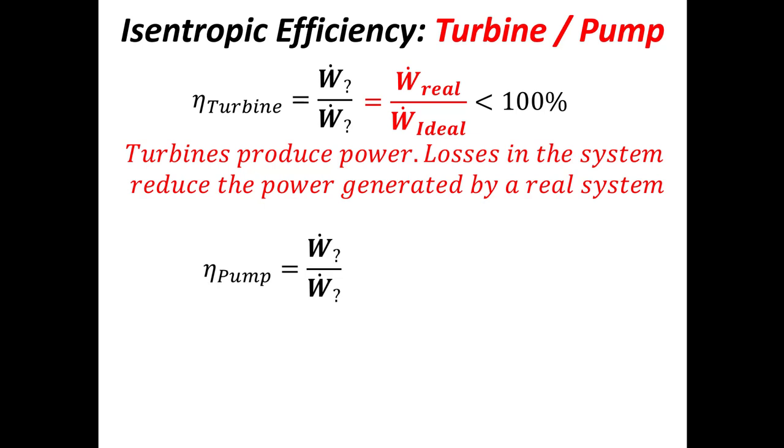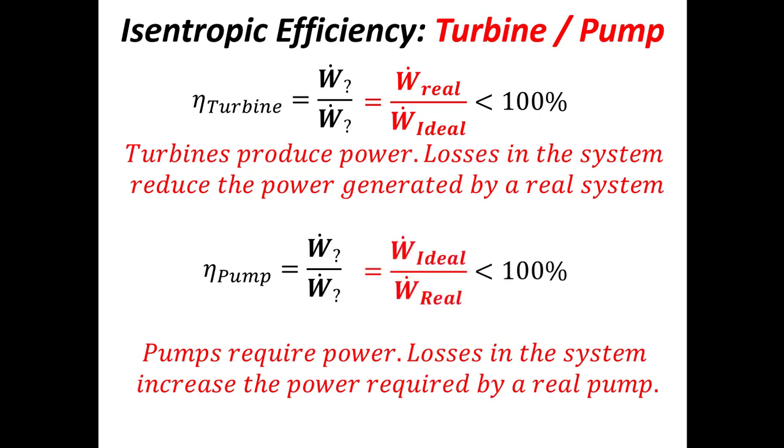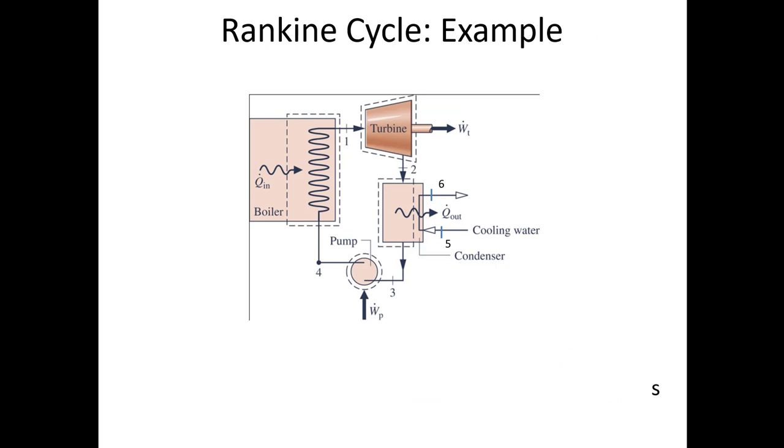If we're talking about pumps, we still have power divided by power, but in this case, a real pump will require more power than an ideal pump because it has to overcome the losses in the system. So if we're talking about the efficiency of a pump, we take the ideal power divided by the real power. So here's an example of what it might look like.